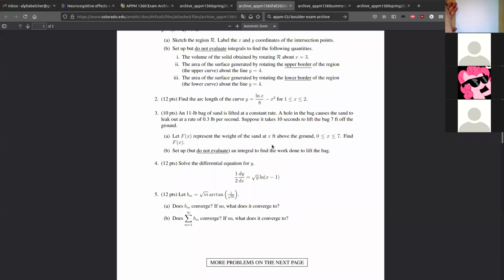So take a look. We've got an 11-pound bag of sand lifted at a constant rate. A hole in the bag causes sand to leak out at 0.3 pounds per second. Suppose it takes 10 seconds to lift the bag 7 feet off the ground. Okay, so let's write some of this down.